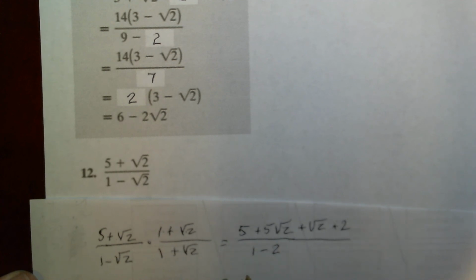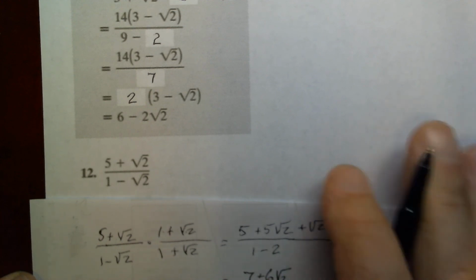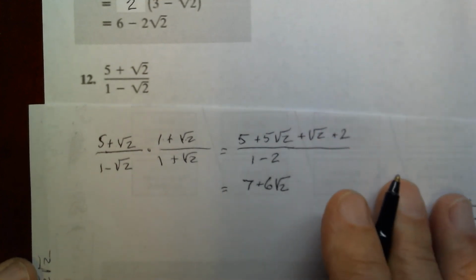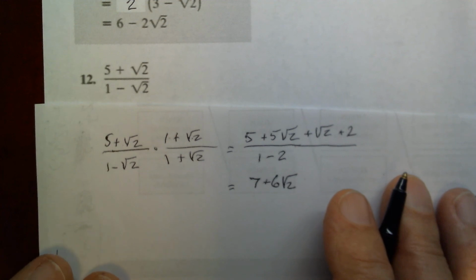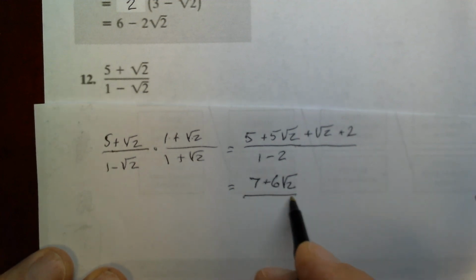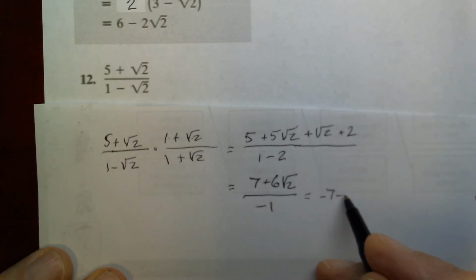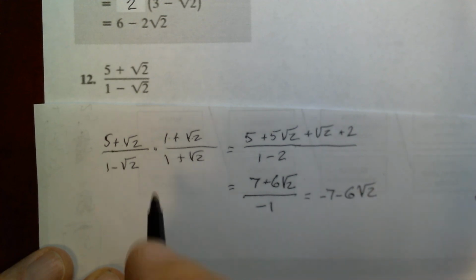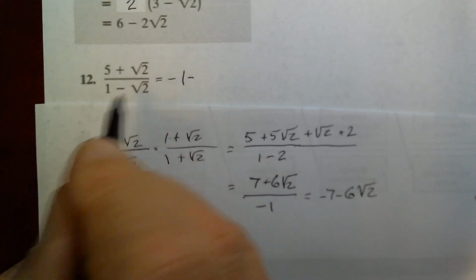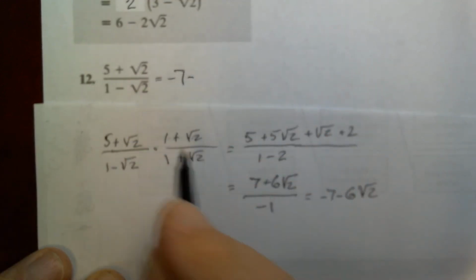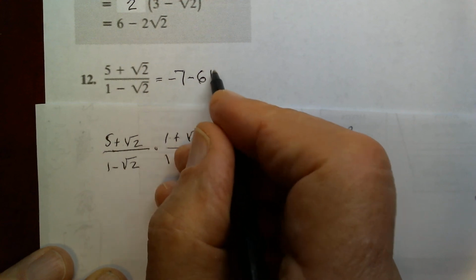And now collecting like terms in the numerator, we have 5 plus 2 is 7. And 5 square root of 2 plus 1 square root of 2 is 6 square root of 2. And in the denominator, 1 minus 2 is minus 1. So then the final answer is minus 7 minus 6 times square root of 2.